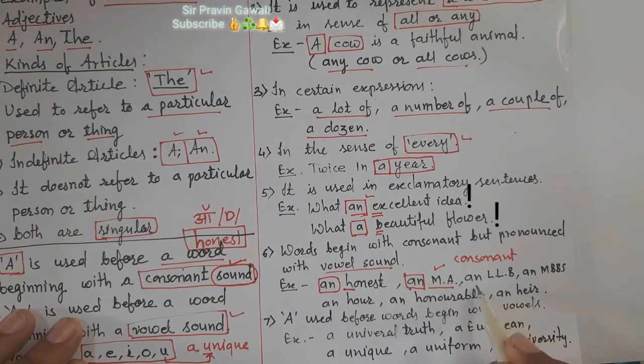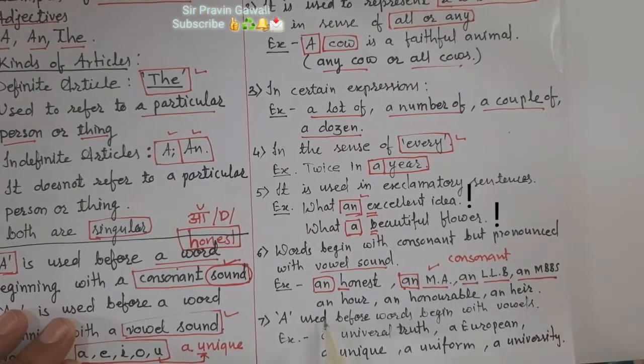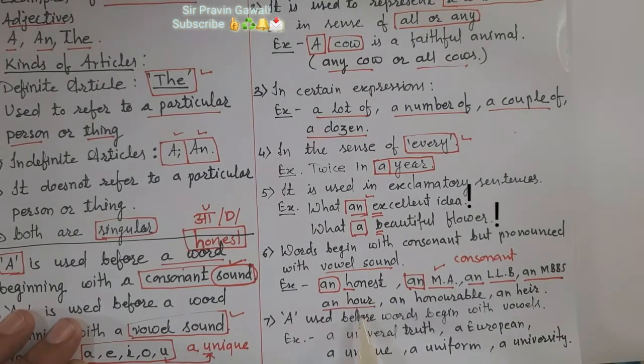In the same way, an LLB, an MBBS, an hour. It is not "hour" with an H sound, okay, it begins with a vowel sound: an honorable, an heir. So "an" can be used with a word that begins with a consonant but is pronounced with a vowel sound. Okay, students, have you understood? Now the next one.